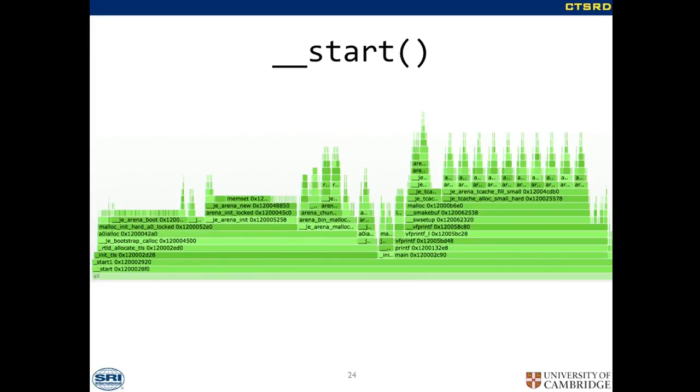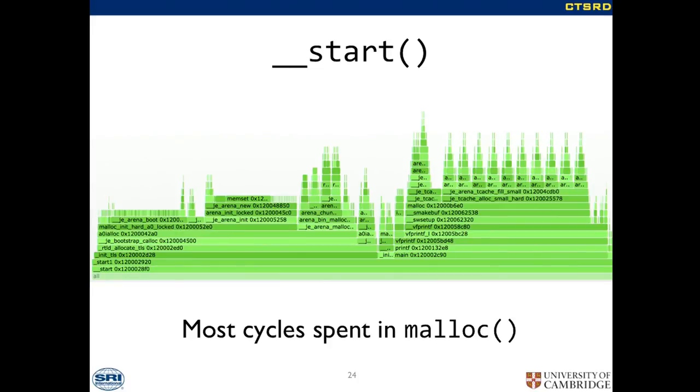One thing you might observe looking at this is that most of the functions have J something under them. That's because, in fact, this program spends almost all of its time in malloc. Something like 90%, 95% of cycles in Hello World are spent in malloc.